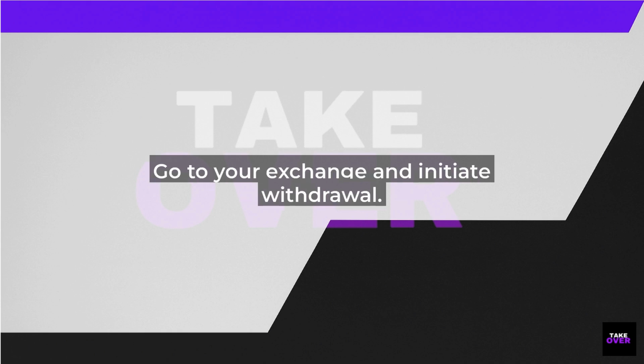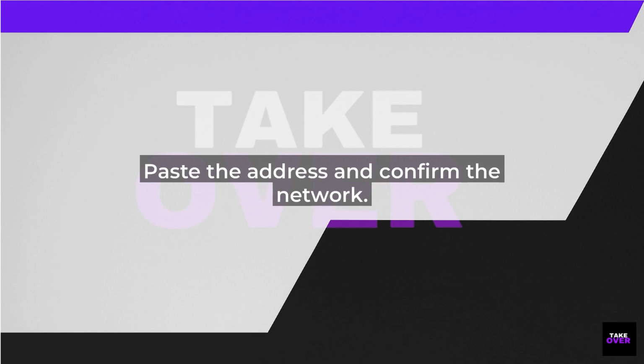Next, if you're transferring from an exchange like Binance or Coinbase, log into your account there. Go to the Withdrawal section, paste the Trust Wallet address you just copied, select the right network, like ERC20 for Ethereum, and enter the amount you want to send. Double-check everything to avoid any mistakes.